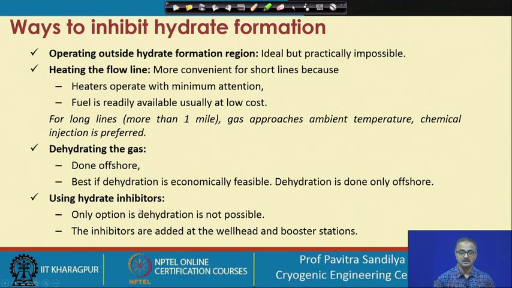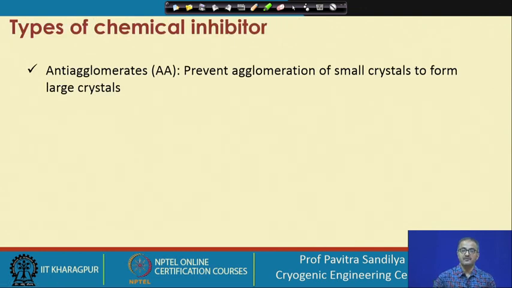And then we have the use of hydrate inhibitors, and these are used only if we find that dehydration is not possible. Generally the inhibitors are added at the wellhead or at the booster stations. Now, we have different types of chemical inhibitors. There are three types. First is the anti-agglomerates. How do they work? These chemicals prevent the agglomeration of the hydrate, so that once agglomeration is prevented, they cannot form the crystal. So, these chemicals act by preventing the agglomerate formation of the hydrates.